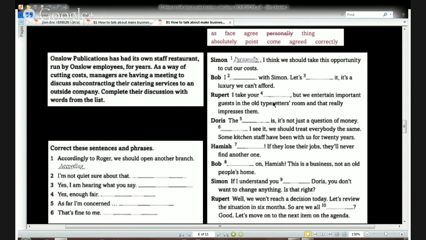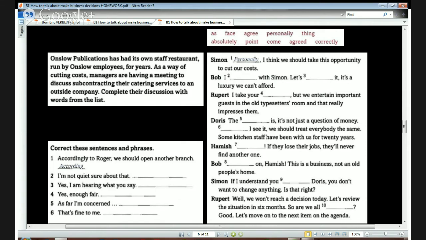Then maybe point? Exactly. I take your point. In other words, I understand you, but I have a different opinion. I take your point. It means I understand you. That's it. And Yuki, what about Doris? What does she think?